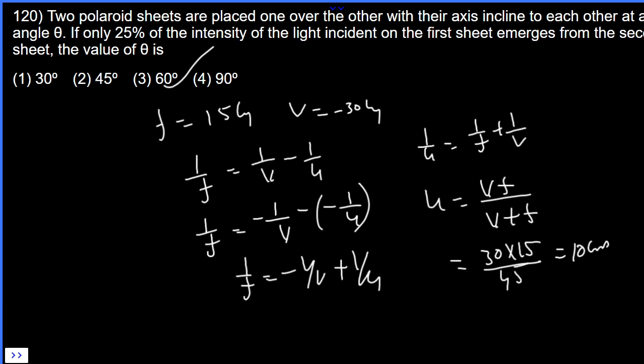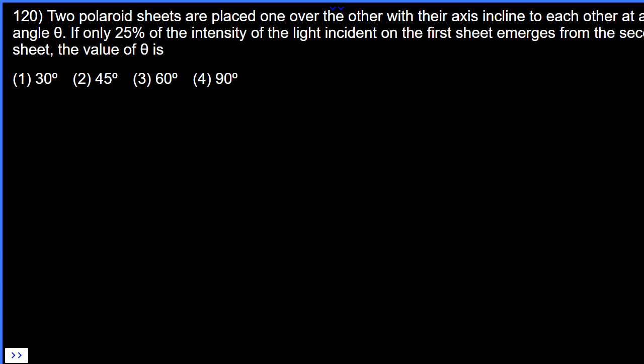The next one is problem number 120, the last problem in this paper. Two Polaroid sheets are placed one over the other with their axes inclined to each other at an angle theta. Only 25% of the intensity of light incident on the first sheet emerges from the second sheet. The value of theta? In the case of two Polaroids, I2 is equal to I0 by 2 into cos square theta.